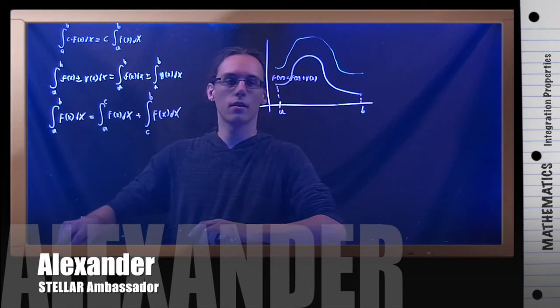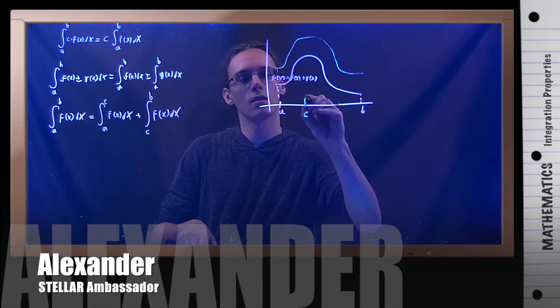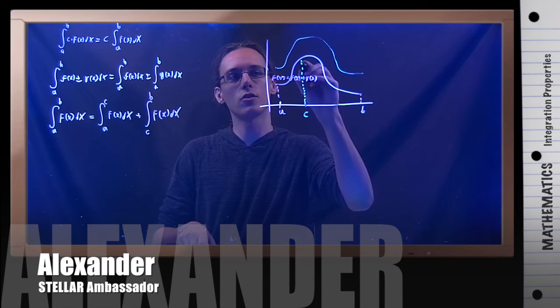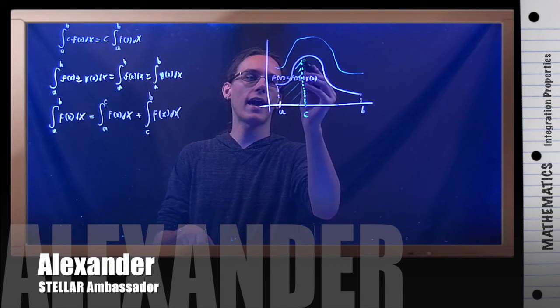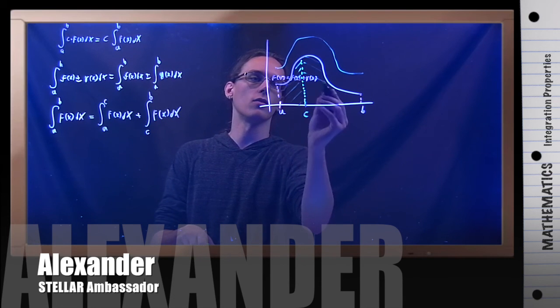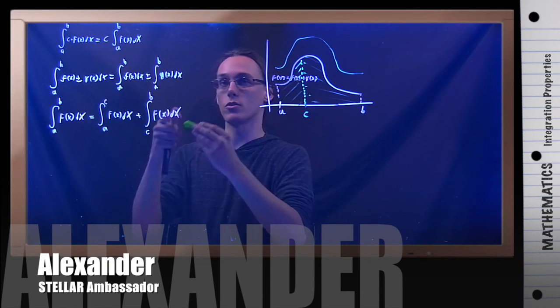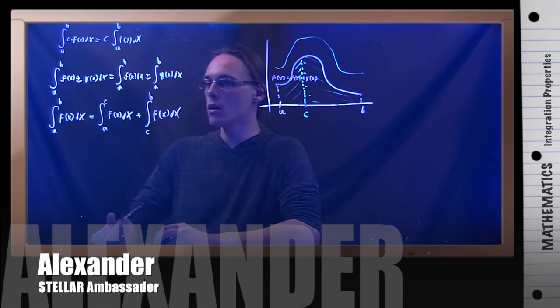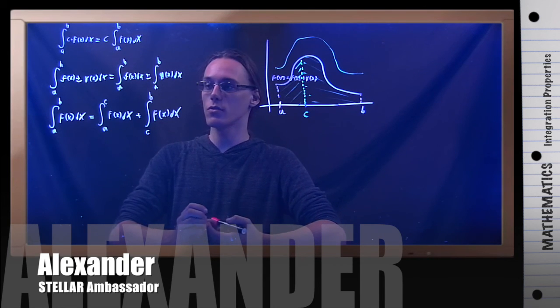So if I put, say, C like right here, then what this property is telling me is I can just do the integral for this part first and then add it to the integral for this part. That's all this property is saying, which is super useful. So those are the main properties of an integral that would be very useful to you.